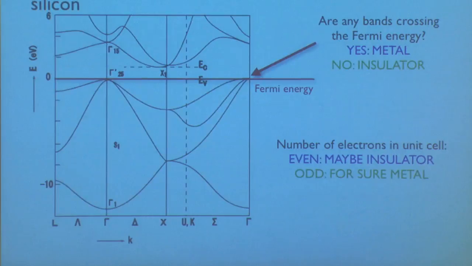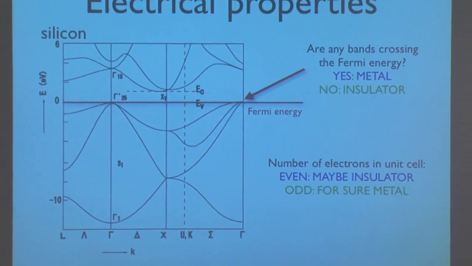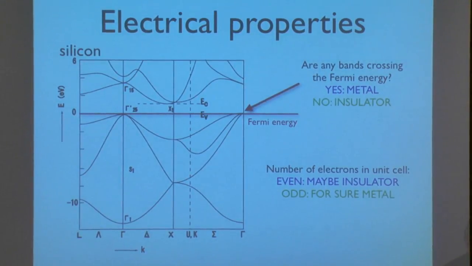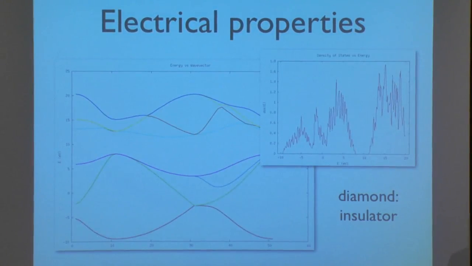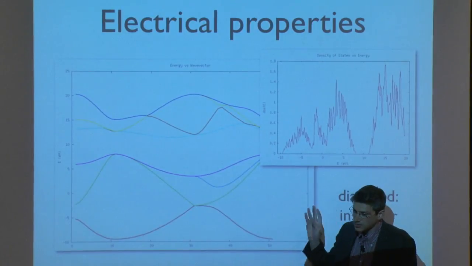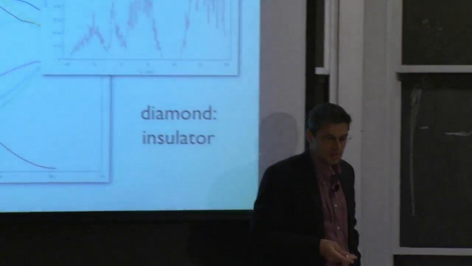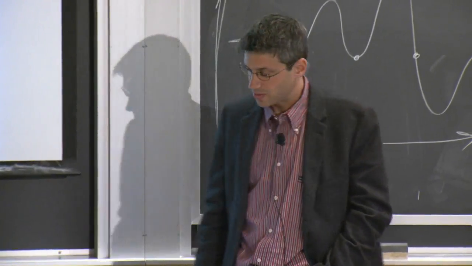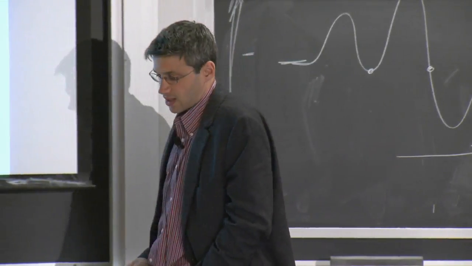So we talked about that. And certainly if you have an odd number of electrons, it has to be a metal. And there's a calculation I showed last time of an insulator. And we also talked about how this density of states is another really important thing here. And since this is in your current PSET, I'll get to transport in a sec. I want to make sure we know what density of states is.